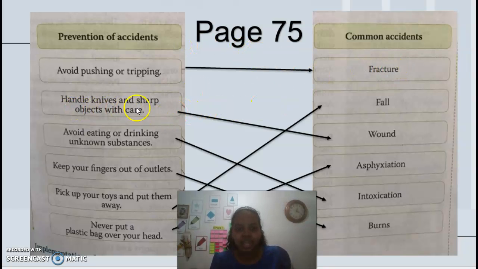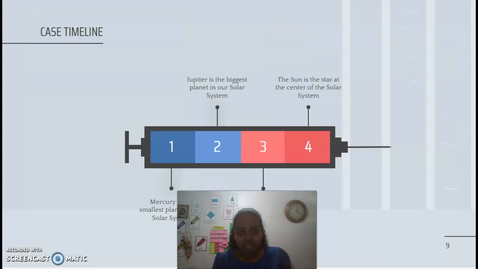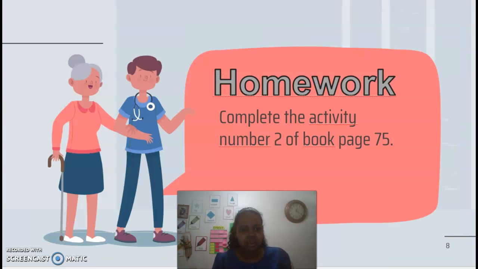Then, handle knives and sharp objects with care. With wounds, we have to handle sharp objects with care. And also, then we have avoid eating or drinking unknown substances. So we're going to join it with intoxication. And then you're going to continue. After you finish with activity number 1 of page 75, what you're going to do is the next thing.